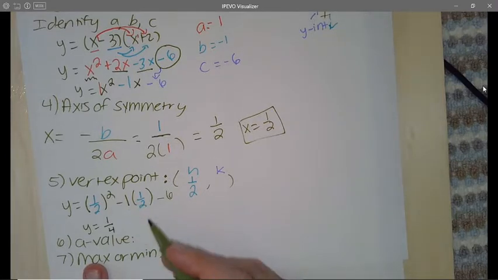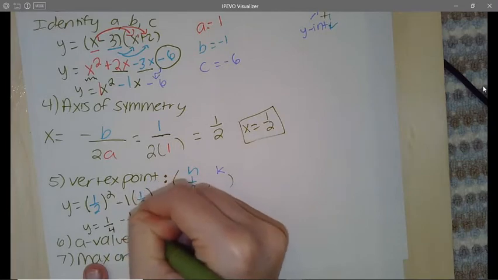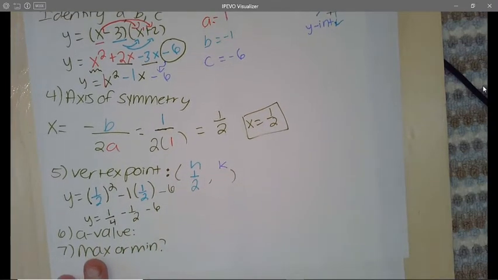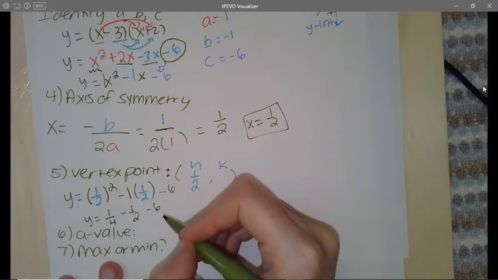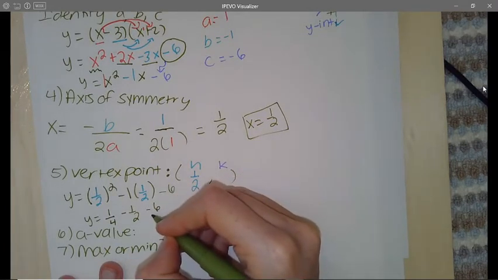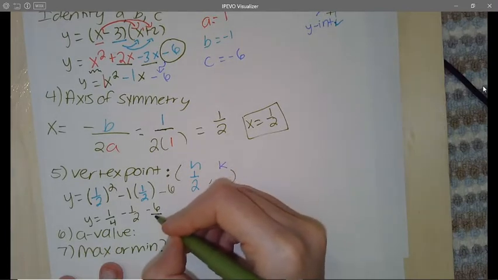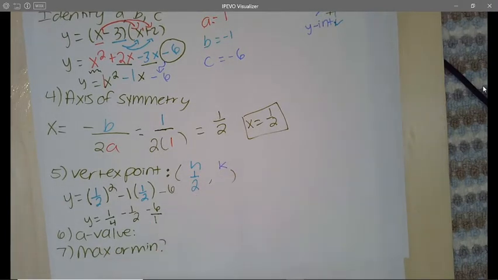So the opposite of 1/2 is -1/2. And then -6. Okay, so before I can combine any of these, I need to have a common denominator. So I'm going to rewrite -6 to look like a fraction, so it's secretly over 1. So what do you guys think my common denominator will be? What is the smallest number that 1, 2, and 4 multiply to equal?